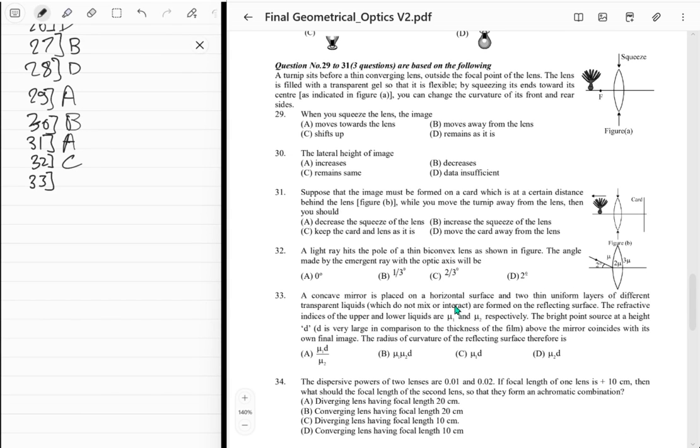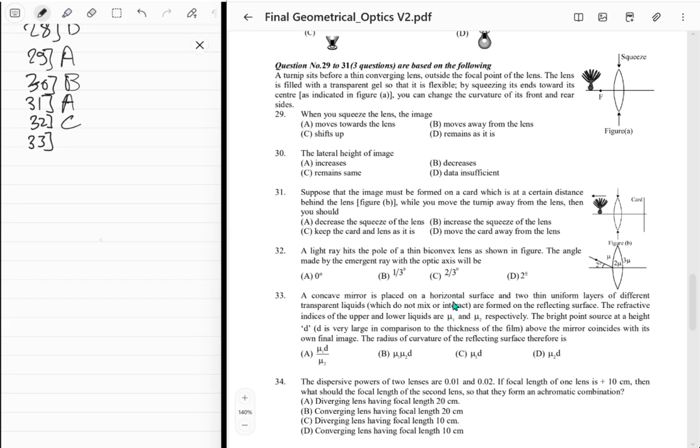So a concave mirror is placed on a horizontal surface and 2 thin uniform layers of different transparent liquids which do not mix or interact. Concave mirror is placed on a horizontal surface. How? Okay, so like this. Okay, 2 thin uniform layers of different transparent liquids are formed on the reflecting surface. You should really give me a diagram. Formed on the reflecting surface. What?